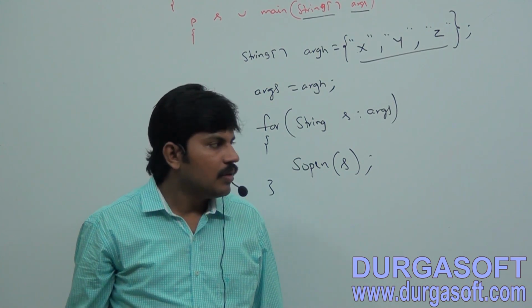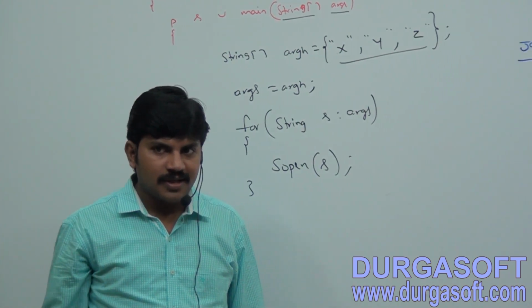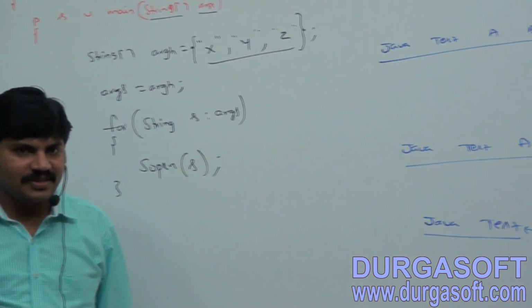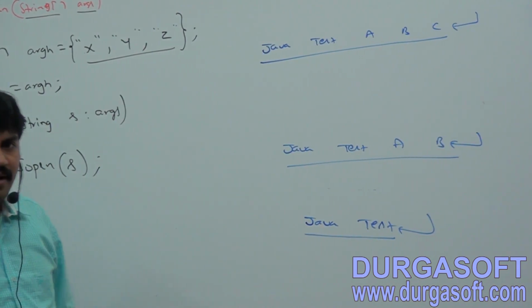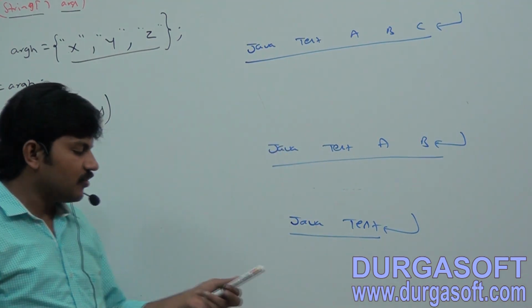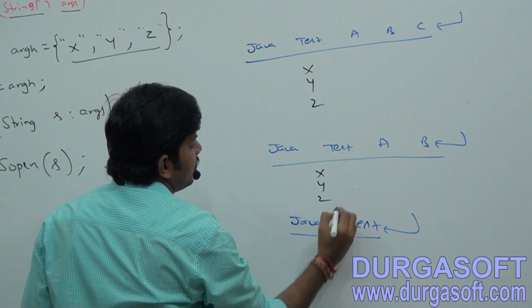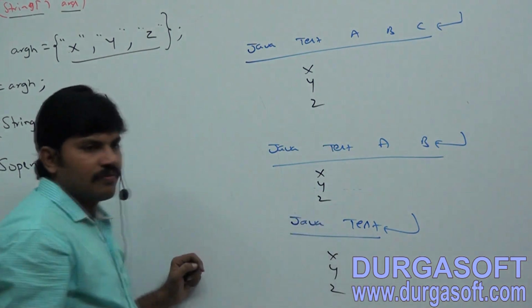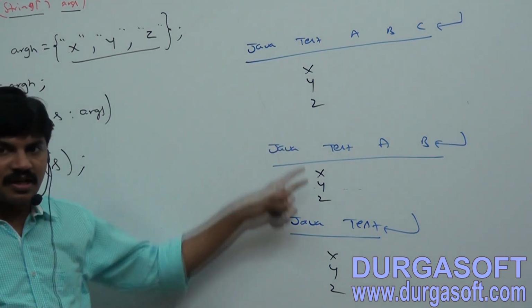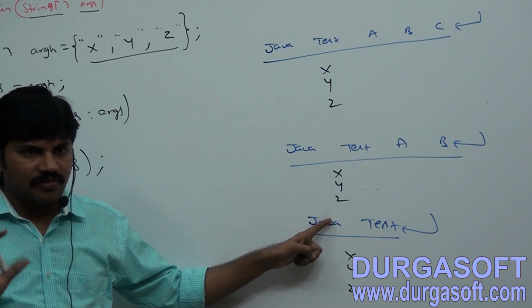Second one? I am passing only two command line arguments. x, y or x, y, z? x, y, z. Third one? x, y, z. Make sure in all cases we are going to get x, y, z. Whether you are passing command line arguments or not, the output is always x, y, z only. What is the reason for that?